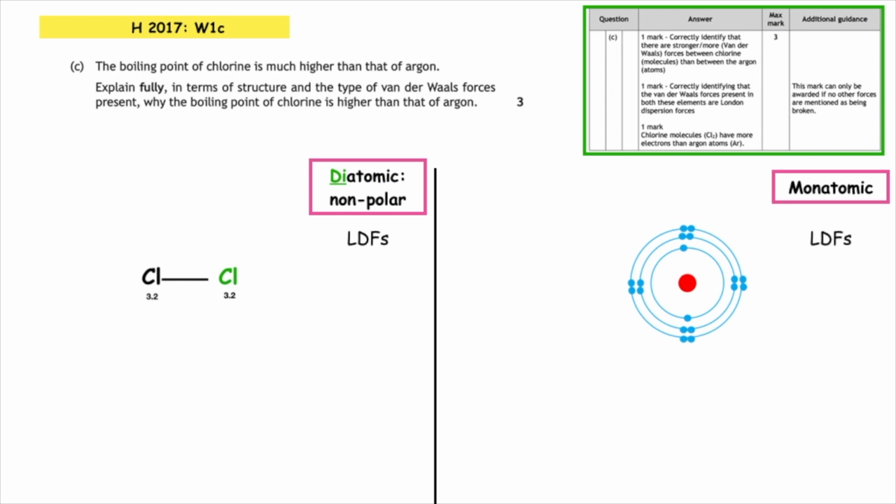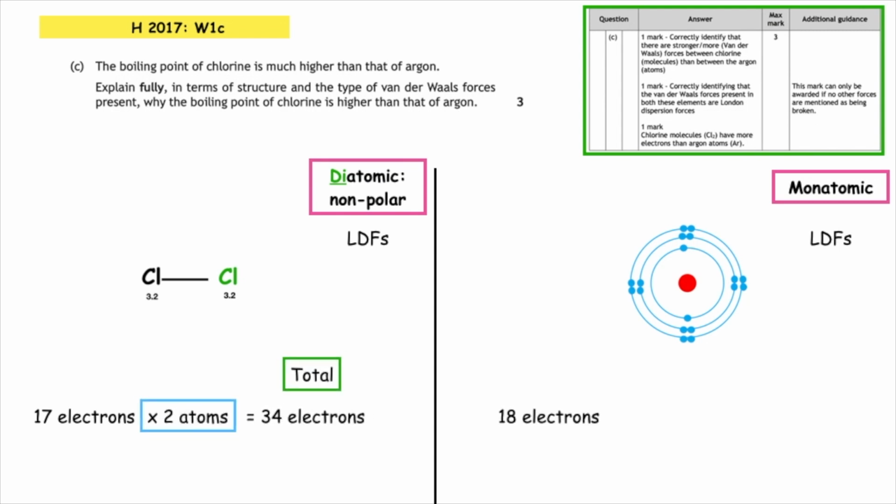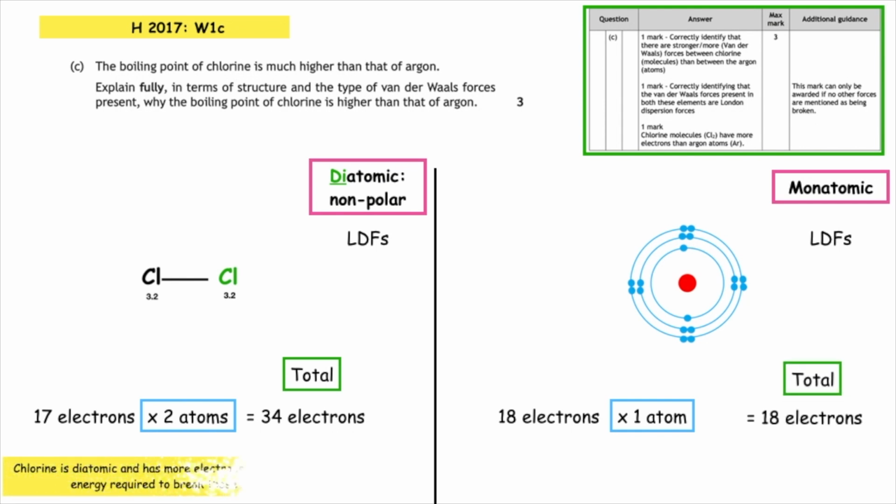We have to quantify the electrons. Chlorine has 17 electrons times 2 atoms, which is 34 electrons. Argon has 18 electrons times 1 atom, which gives us 18 electrons. And because chlorine is diatomic, it has more electrons, therefore more LDFs, and will then require more energy to break these, so a higher boiling point.